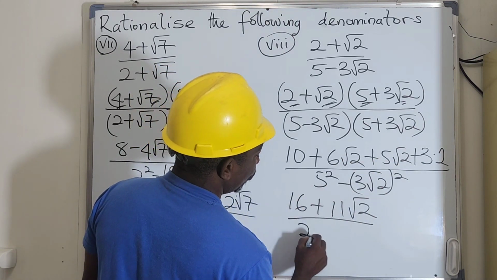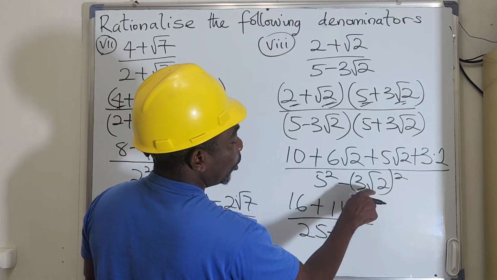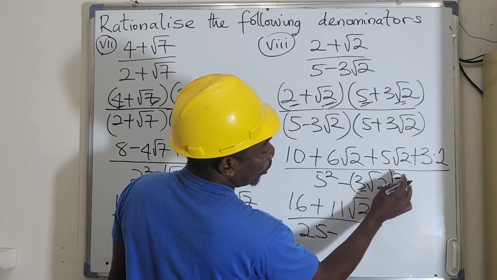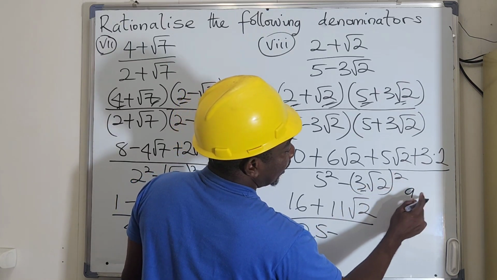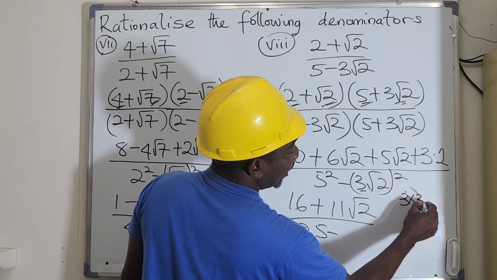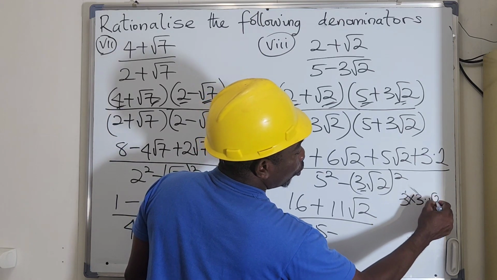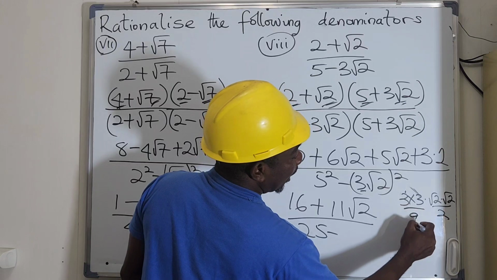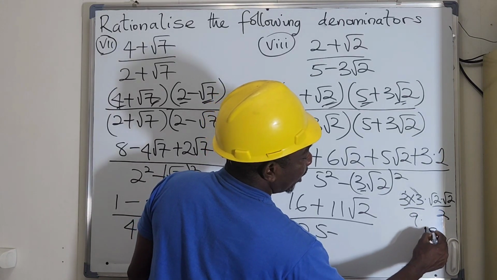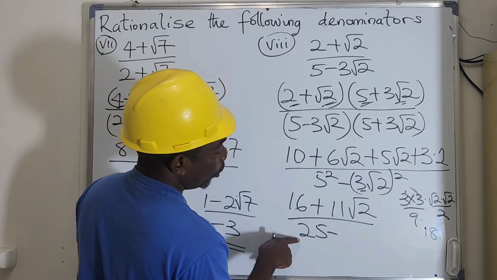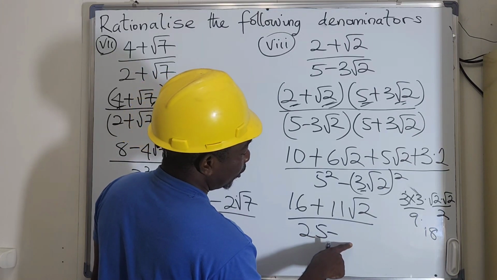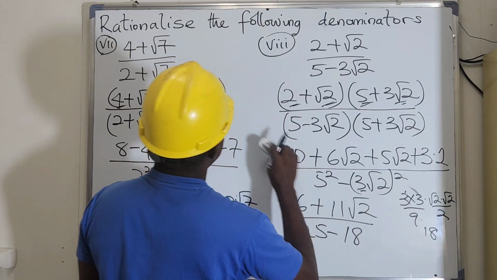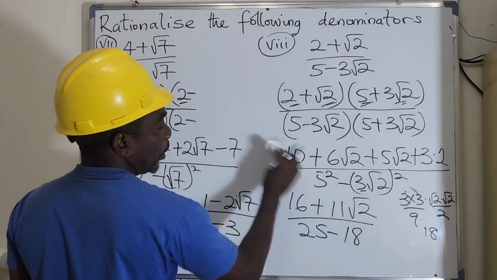Then this is 25 minus, we have 3 squared is going to be 9. That is 3 times 3 times root 2 times root 2. This one is 2 and this one is 9. So 9 times 2 will become 18. So that means we have 25 minus 18. I think we understand why we have 18. It is this way.